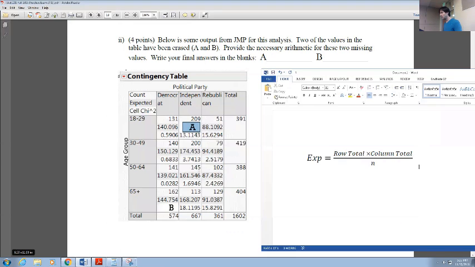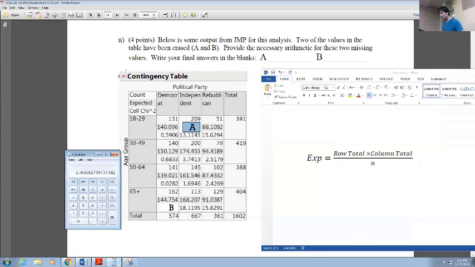Please write on your test. Because the row total right here is 391. The column total is 667. And do you see why? Independent lines up with this. And then this also lines up right here. So whatever lines up is the ones you use. And then you do over the grand total right here. So row total times column total over grand total, let's look at the math. 667 times 391 over 1602 equals 162.794. That is the expected cell count.